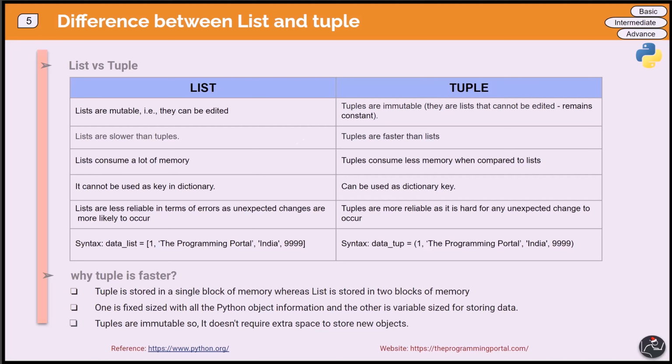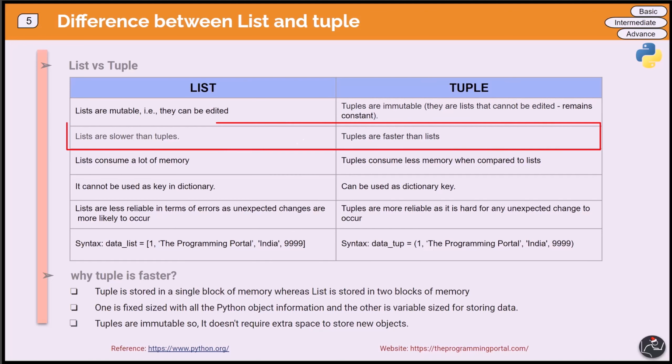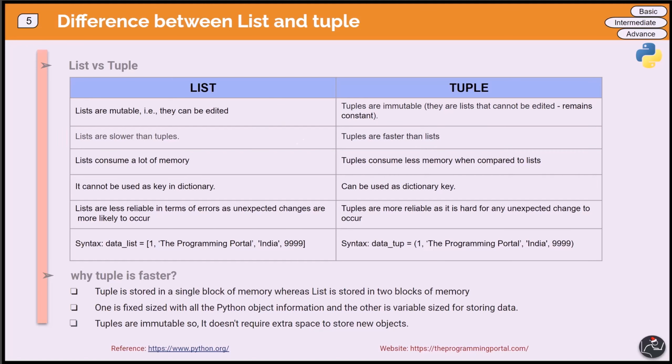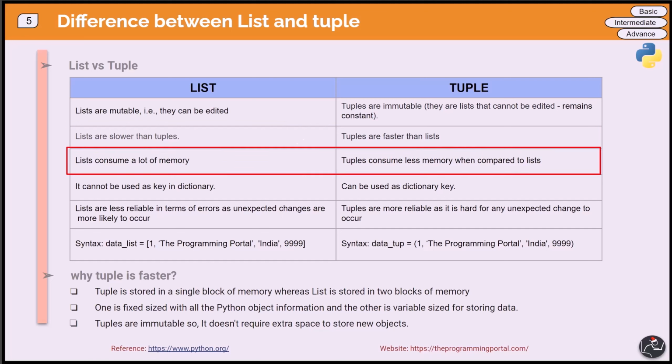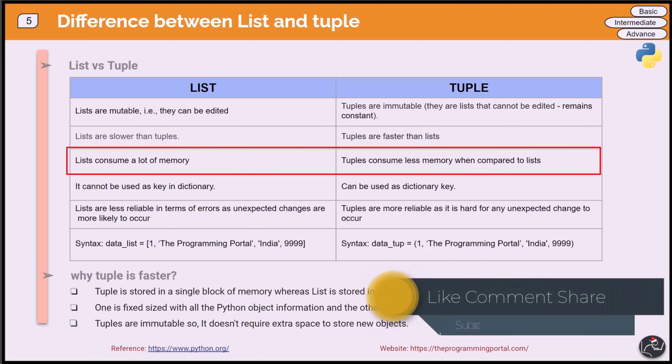Mutability versus immutability. In comparison with speed, lists are slower while tuples are fast. We will see why it is faster in a couple of minutes. List consumes more memory than tuple. This is our third difference. Sometimes a why question can be asked here, meaning why list consumes more memory.